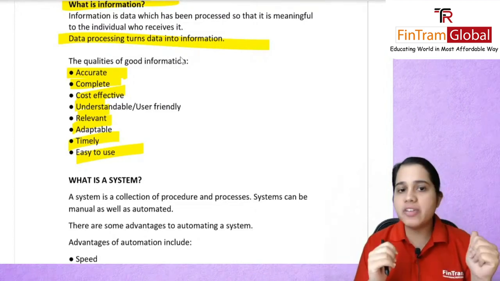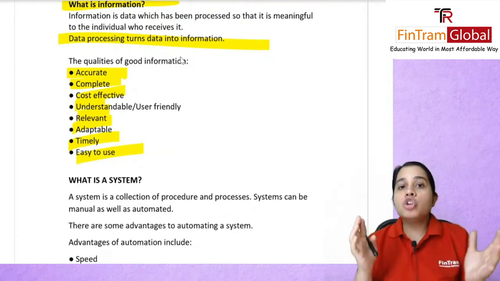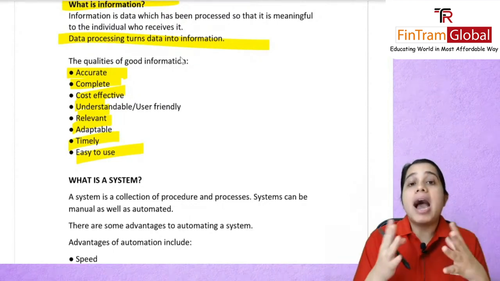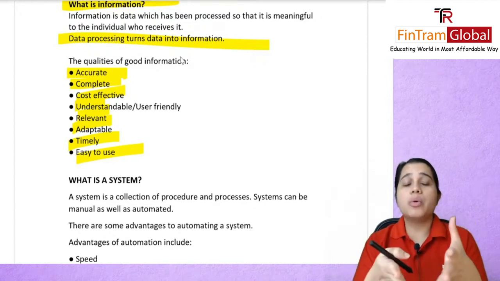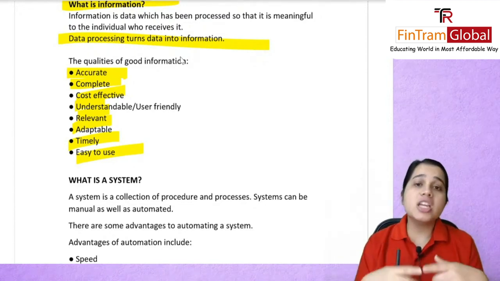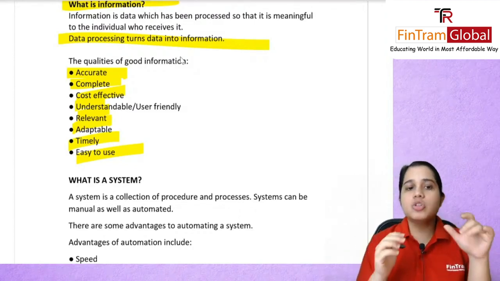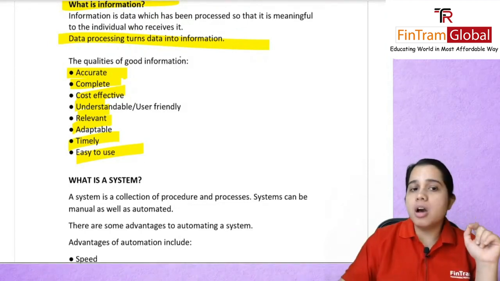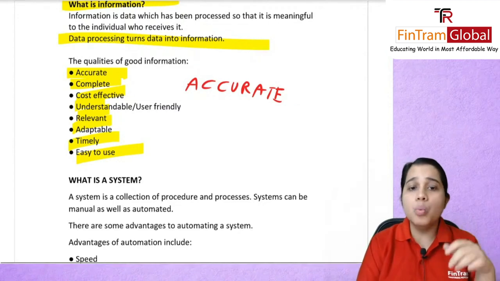So these were all the qualities of good information. It needs to be accurate and complete; incomplete information is not very useful. Cost effective: the cost of getting that information should not be more than the benefit you are getting from it at the end of the day. Understandable or user-friendly, without too much jargon. Relevant, of course, for whatever work you need. Adaptable, it should be able to change. Timely, you should be able to get it on time, and it should be easy to use. The mnemonic to keep in mind is accurate; from that you can guess all the other words.